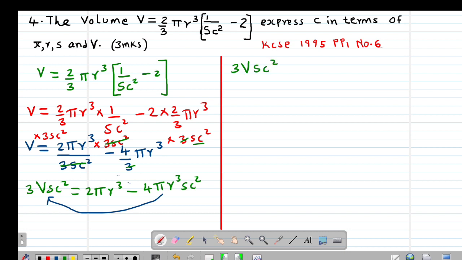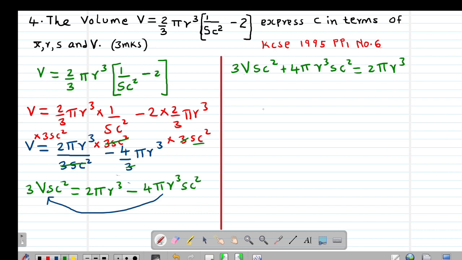If this one moves to the left, it will be a positive. So I'm going to have plus 4 pi r cubed sc squared. Then on the other side, I'm still having 2 pi r cubed. So we have 3v sc squared plus 4 pi r cubed sc squared is equal to 2 pi r cubed.